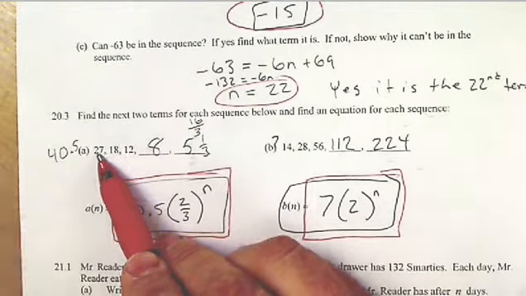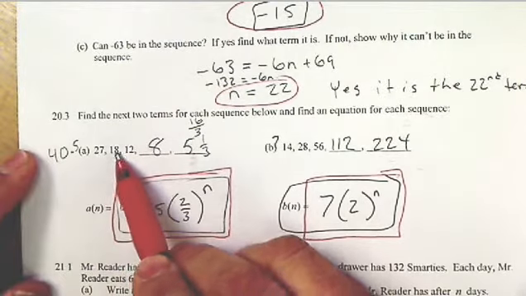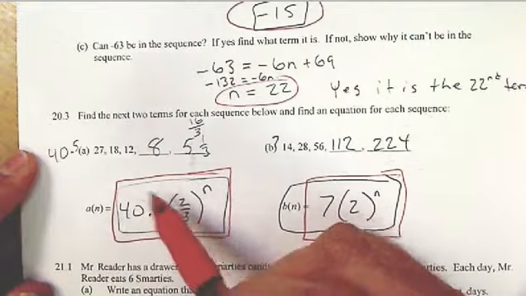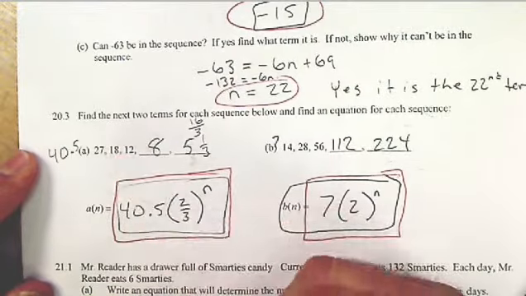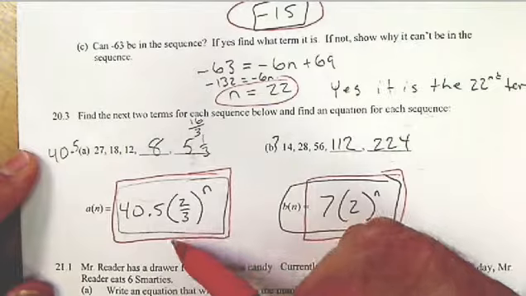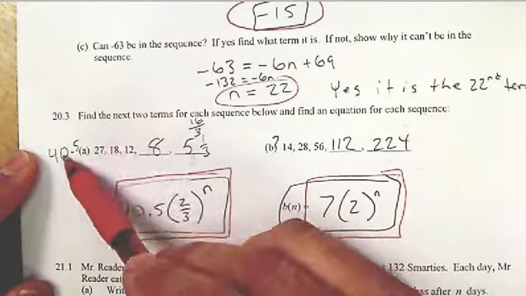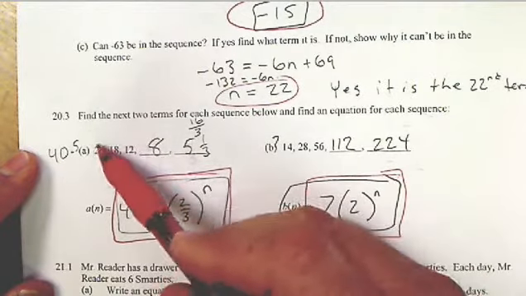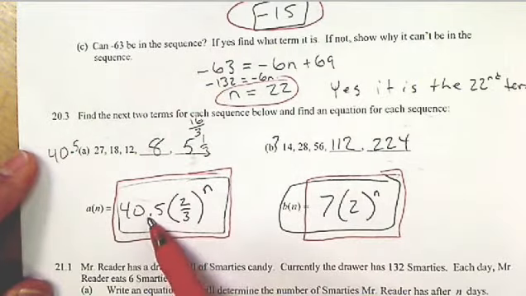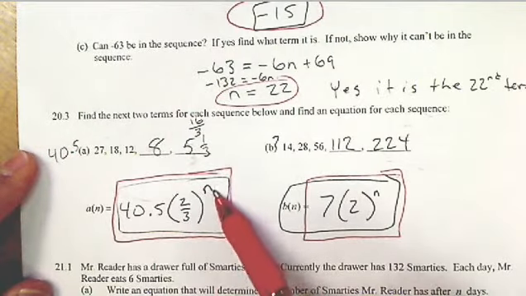What do you multiply 27 by to get 18? What do you multiply 18 by to get 12? And that's 2/3. You could have divided them and seen that worked. So 18 over 27 would be 2/3. And you have to have the 0 term, so I divided by 2/3 to get back in this direction. That's how you have the 40.5 times the 2/3 raised to the n.